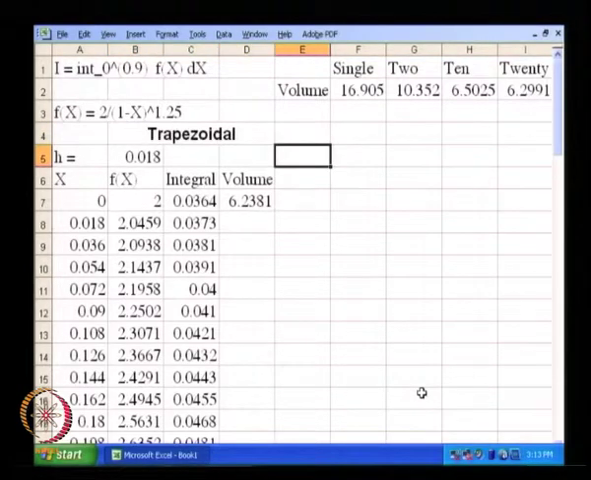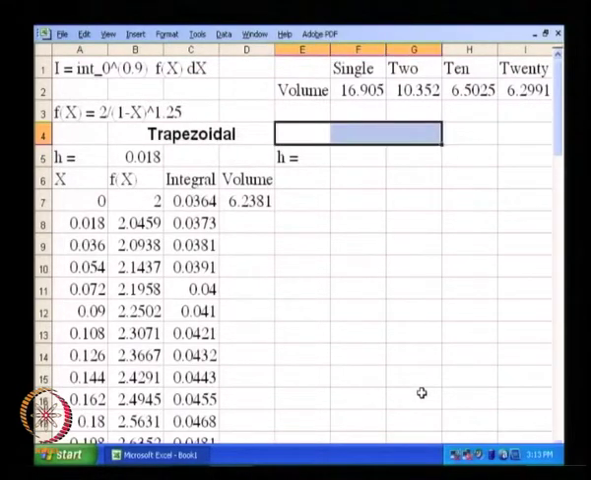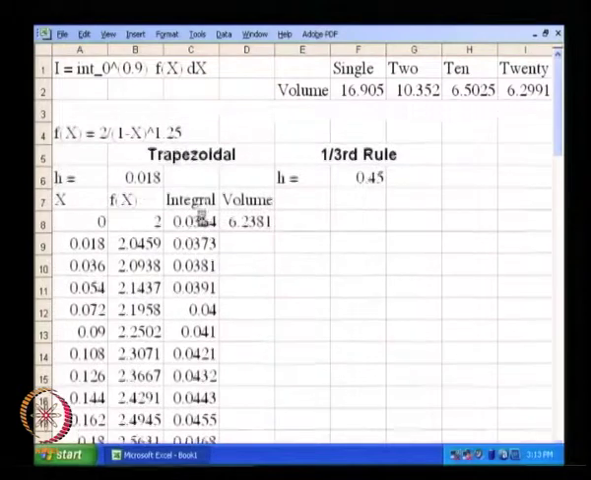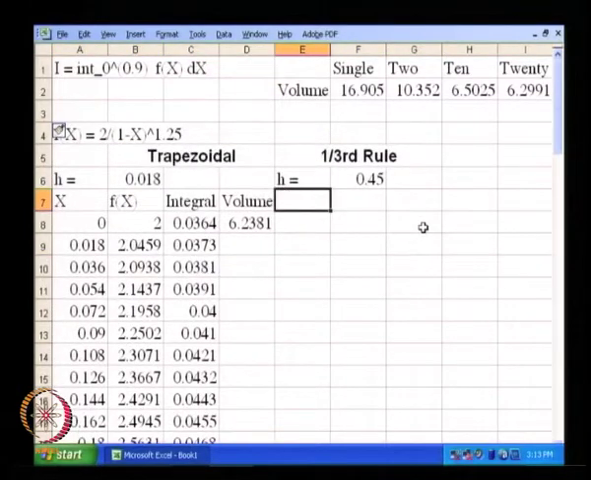Next, what I will do is use Simpson's 1/3 rule to solve this same problem. And again we will use h equal to 0.9 divided by 2. Keep in mind that in application of the 1/3 rule we will have to use an even number of intervals. In trapezoidal rule the number of intervals did not matter.